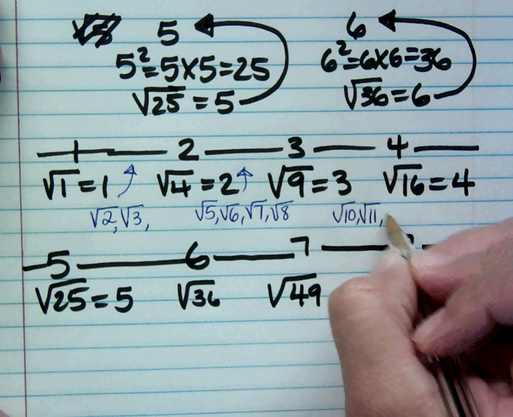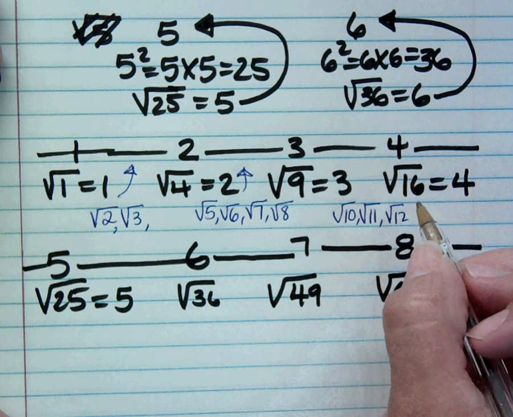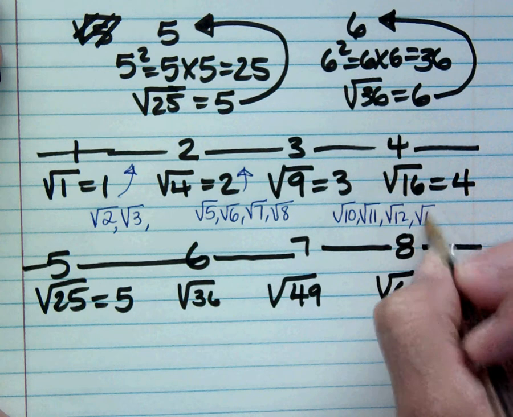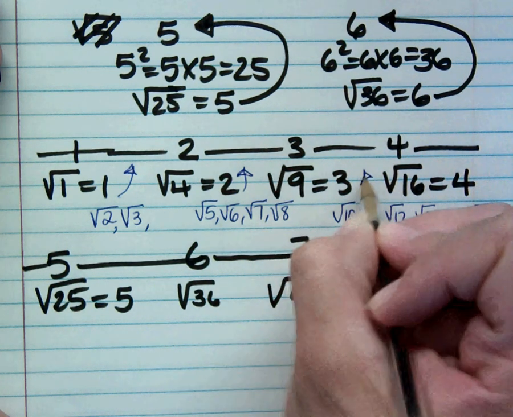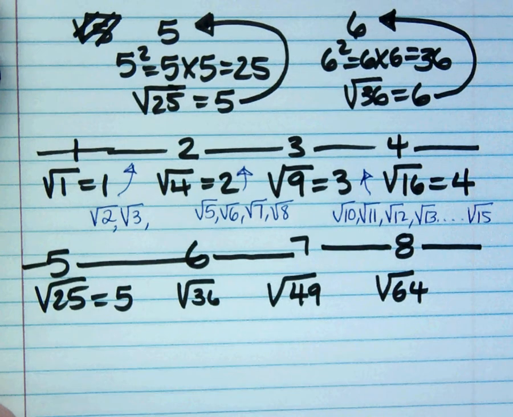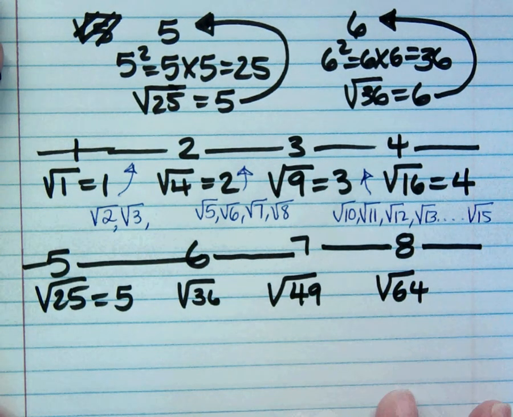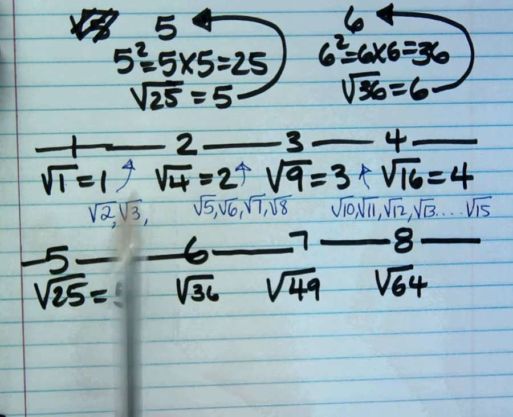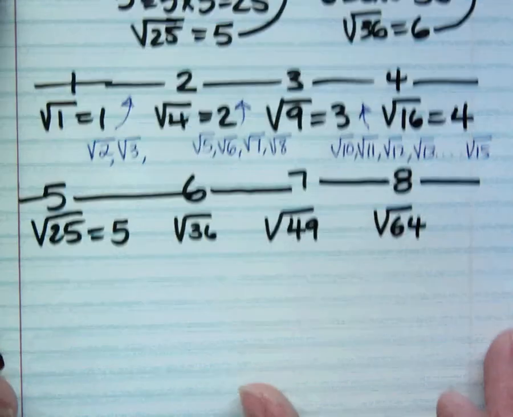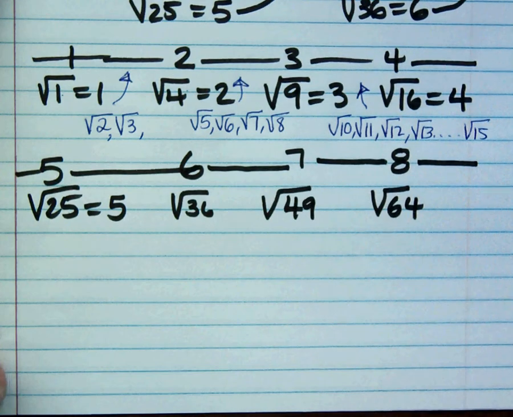This here has quite a bit. It goes square root of 12, square root of 13, all the way to square root of 15. All these are in there. All right, so our lesson will be on trying to find out the value of an estimate. These here are perfect squares. Now the ones in between are irrational numbers, and this is 5.